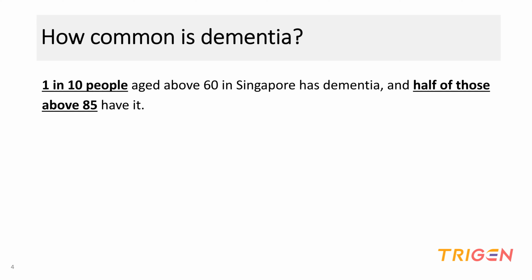How common is dementia? Currently, 1 in 10 people aged above 60 in Singapore has dementia, and half of those above 85 have it. You may be thinking, then what about people who do not fulfill the criteria for dementia but seem to have some cognitive decline? Now, that is a good question. So this group of people are said to have mild cognitive impairment, and I'll be explaining more in the next slide.